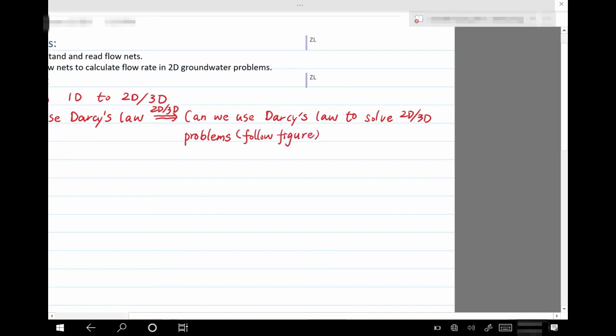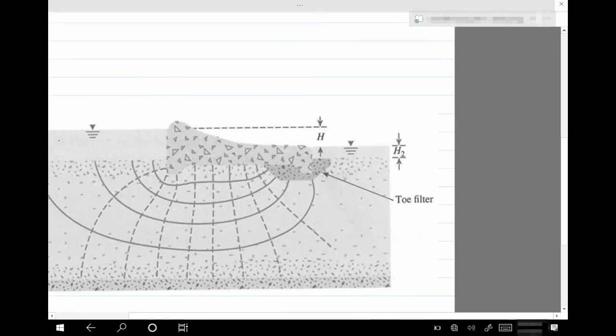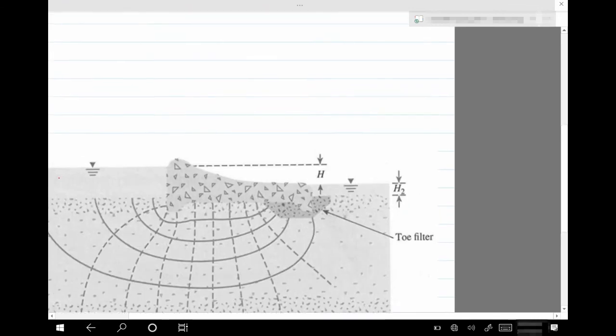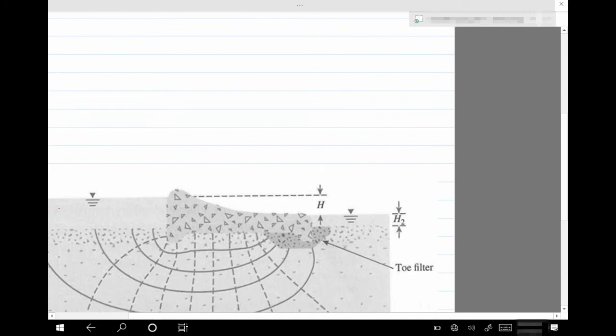We have one figure here. This figure shows a concrete dam. And on two sides of the concrete dam, we have different water levels. On the left of it is obviously a water reservoir. On the right of it, the water level is much lower. Because the water levels are different on two sides, if we have a permeable soil layer below the dam, then water is going to be moving from the left to the right. And this movement is driven by the difference in pressure heads on two sides of the dam.